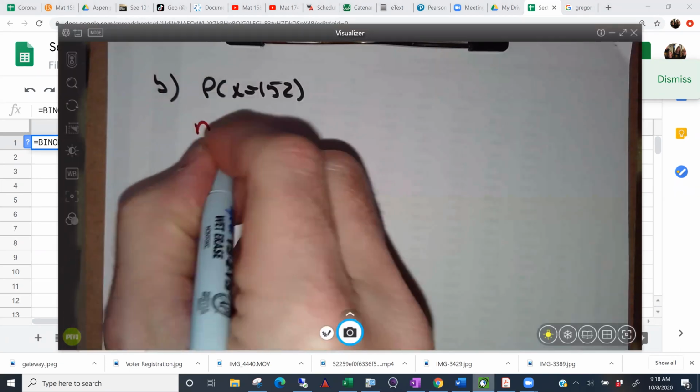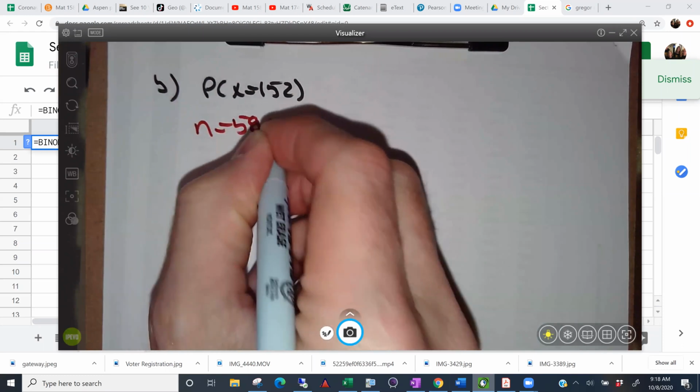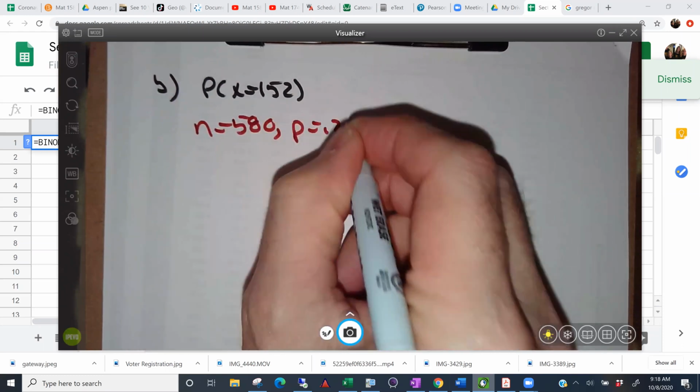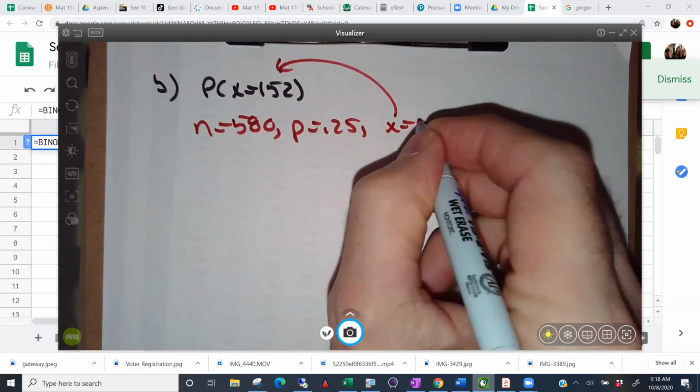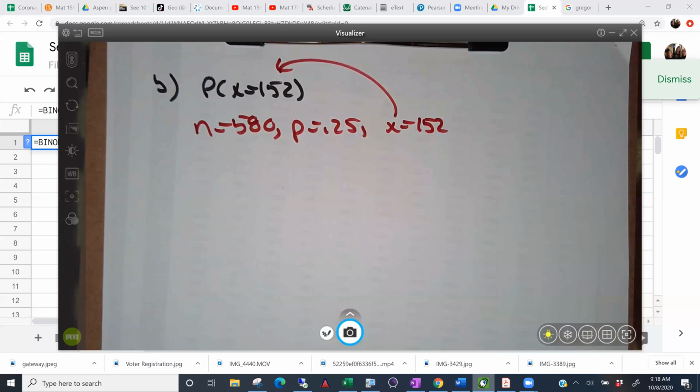So N was 580, P was 0.25, and there's your X, 152. All right. Sometimes I get these commands a little confused.